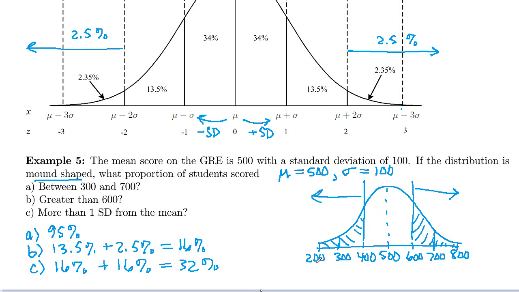So the key is to put your mean in the middle of your distribution, add standard deviation 3 times, subtract 3 times, and then mark off the cutoffs for the area that you want, and then go up here and see what the corresponding percentages are. So you're always referring back to this diagram when you're doing the empirical rule.